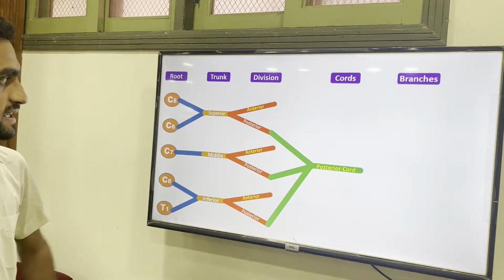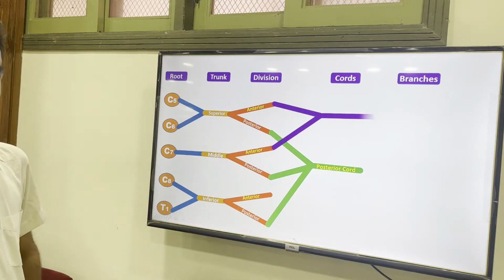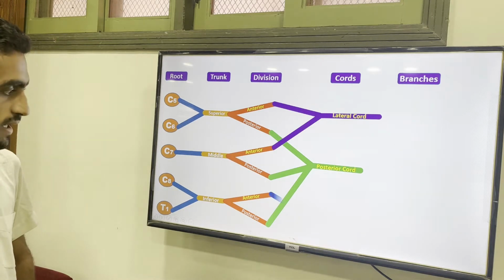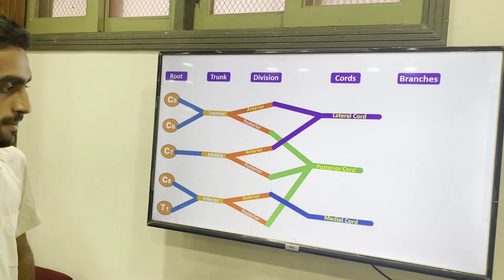Now see the other two cords. So we have three cords. This anterior and this anterior, they form another cord, that is your lateral cord. Okay. So the single one only remaining forms your medial cord.